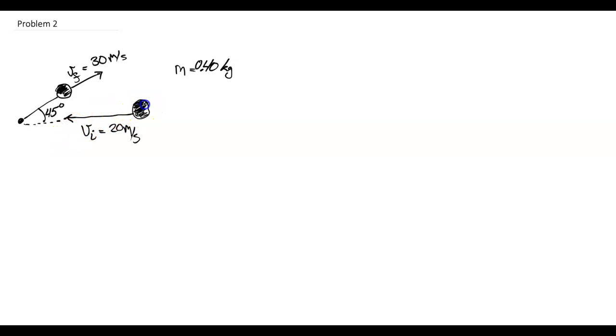In this problem, we have a soccer ball that's moving initially with a speed of 20 meters per second. So we can say that before the impact, or before the collision, v initial x was 20 meters per second because it was moving horizontally. V initial y is 0. It had no movement in the y direction.